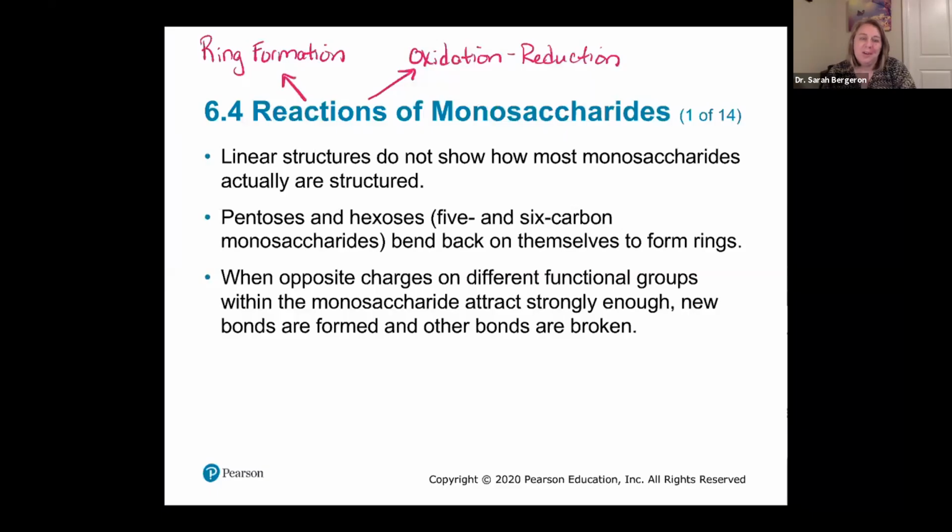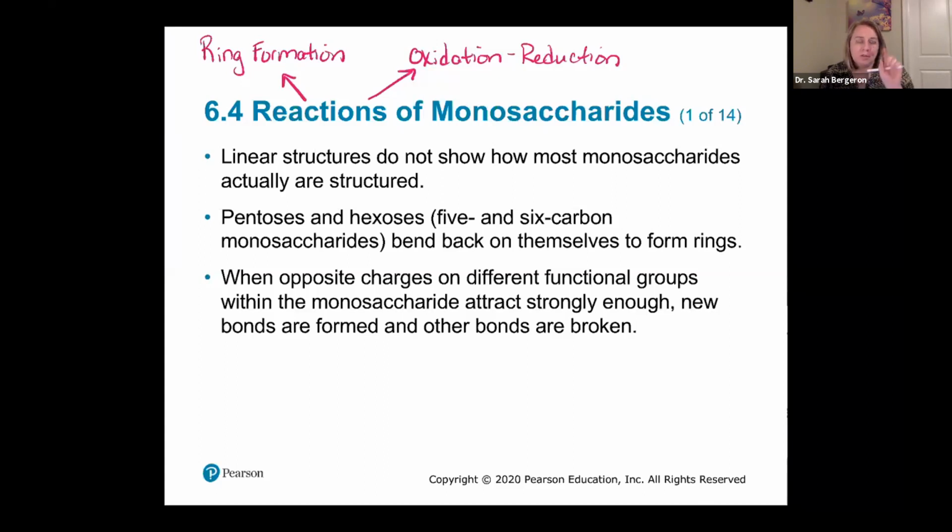We are on chapter 6, section 4. And so this section, we're going to talk all about reactions that happen to monosaccharides. So remember, that's one ring when we were drawing all those different kinds of sugars. So we're going to talk about two reactions. We're going to talk about going from that Fischer structure into a ring formation. And then we're going to talk about oxidation reduction reactions.